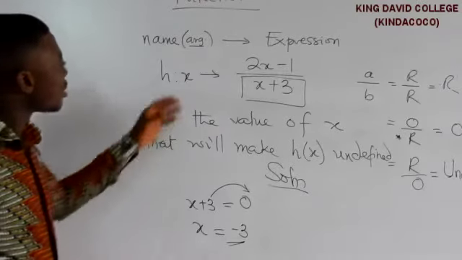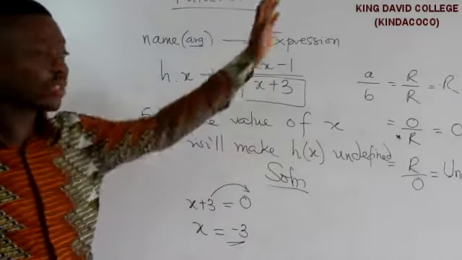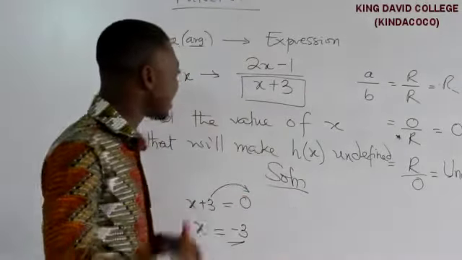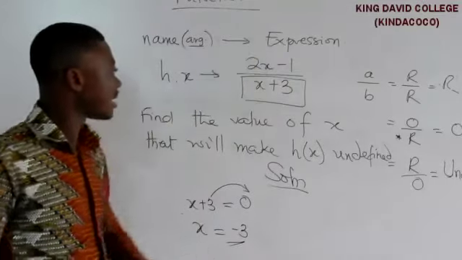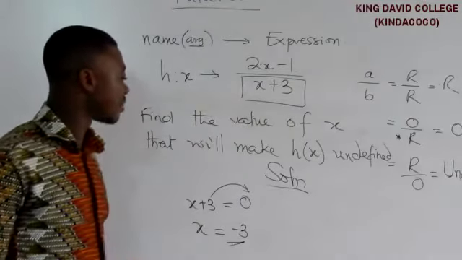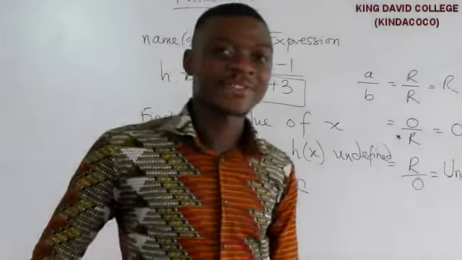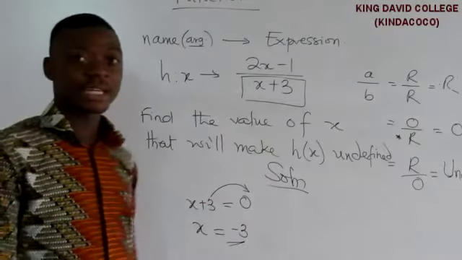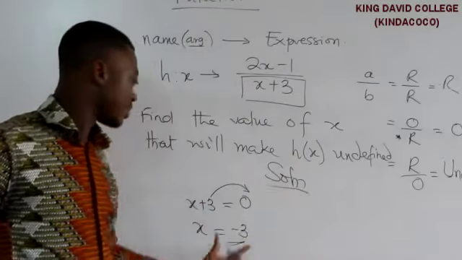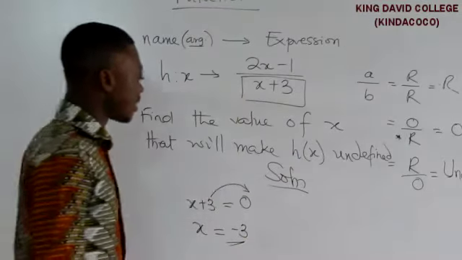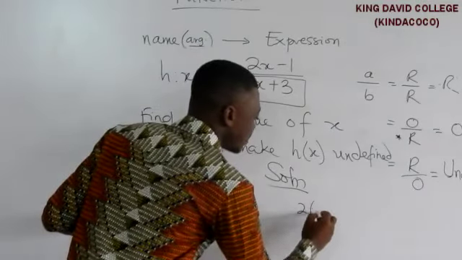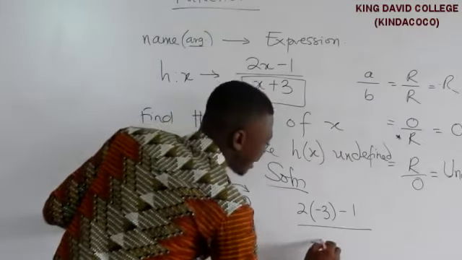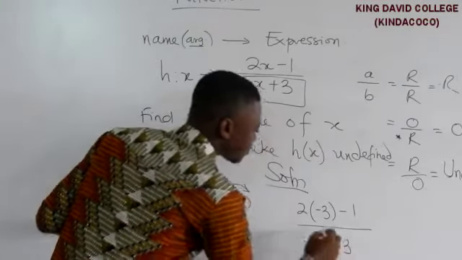So it means that you can be putting in inputs of any value at all into this function. It will be giving you answers. When I put in 1, the answer will come. When I put in 2, the answer will come. But immediately I try to input minus 3 into the function, I am going to get an undefined situation. So let's insert it and see. So we are going to have 2 into brackets minus 3 minus 1 all over minus 3 plus 3.